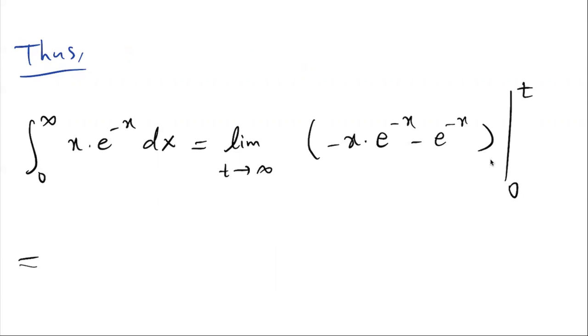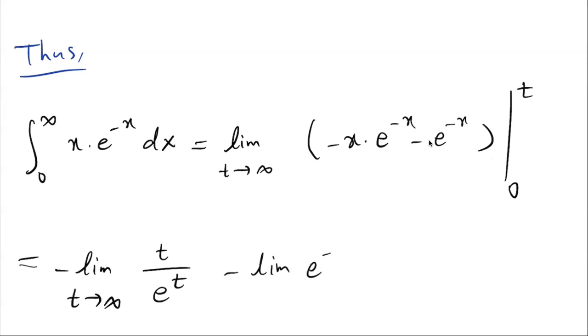So this will be minus the limit as t goes to infinity. If I replace x with t, it becomes t times e to the power minus t, which is the same as t over e to the power t, and there's a minus in front. And this one, if I replace x with t, becomes minus the limit of e to the power minus t as t goes to infinity, and then I need to replace with 0. At 0, this becomes 0, and this becomes e to the power 0, which is 1.